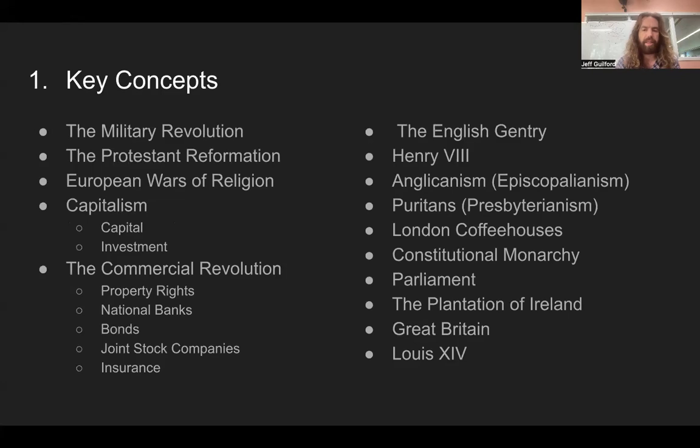And here's a bunch of vocabulary terms. I will be defining these as we go through. Some of them are already defined in the guided notes. Others you might want to write down, but I'll point these out as we go.